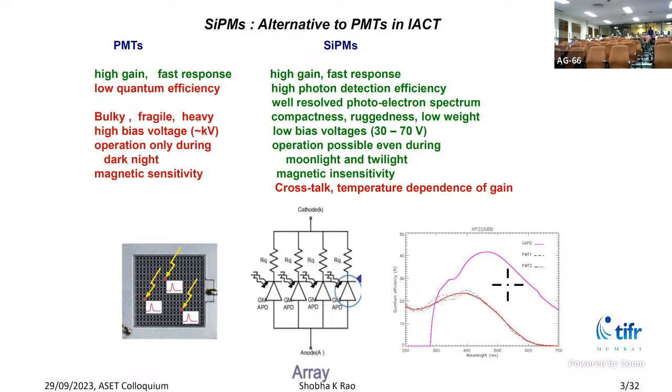Another important advantage of SiPMs is that we can operate them in bright environments safely. This is not possible in the case of PMTs. So it is possible to conduct observations partially during the moonlit and twilight part of the night. So that's how the observation duty cycle increases when we use a SiPM based camera. But of course, there are some drawbacks also with SiPMs, like they have crosstalk and their gain depends on temperature, and this needs to be compensated.